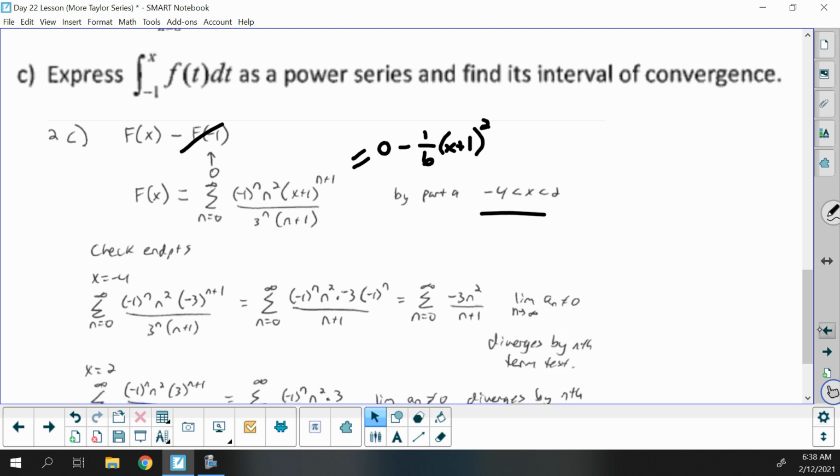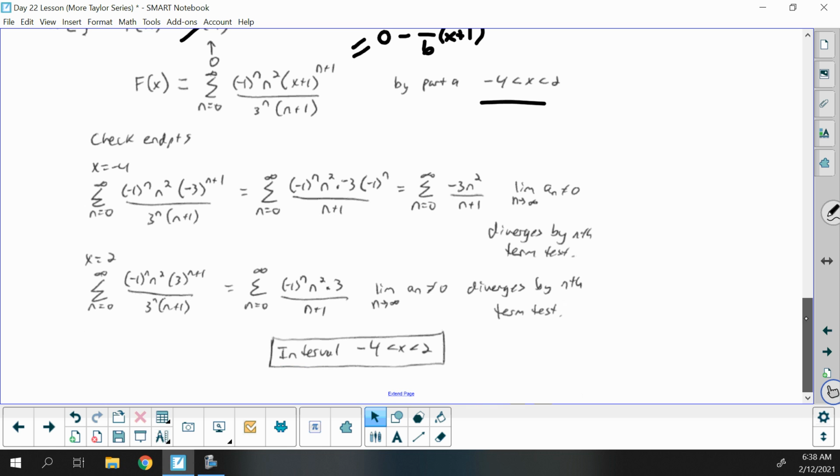So again, we're going to sub in -4 and 2. And the x spot will again have -3 for the first option and 3 for the second option. As we neaten things up, we're still going to get n squared over an n in both cases, so the top is going to grow bigger than the bottom, meaning it's still diverging by the nth term test. As a result, endpoints not included in our interval.